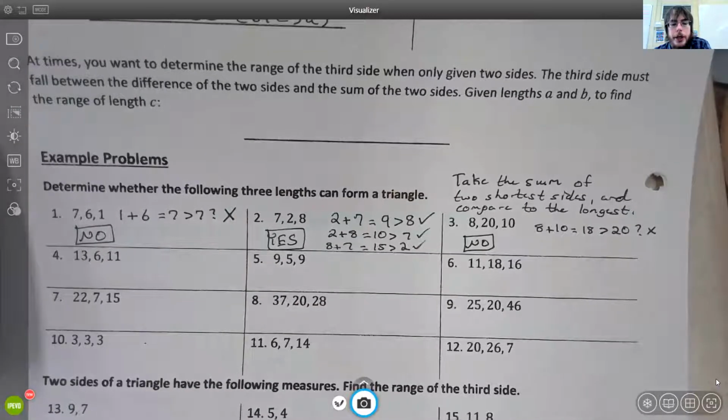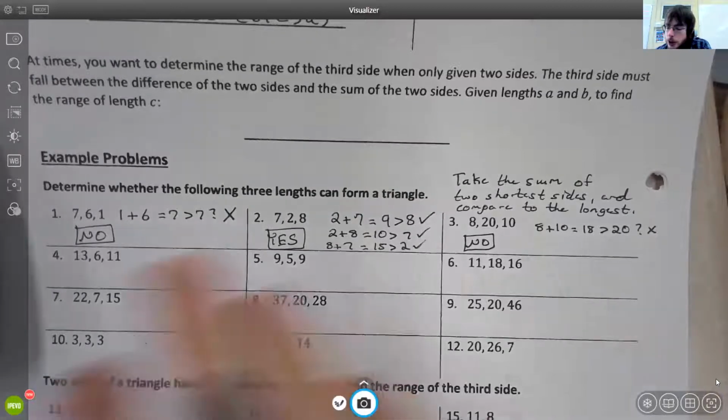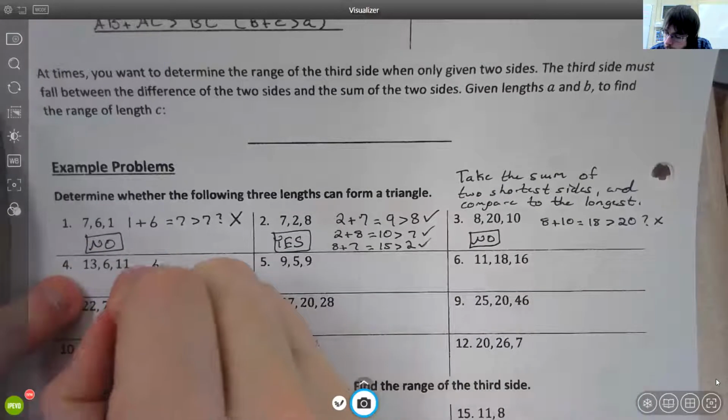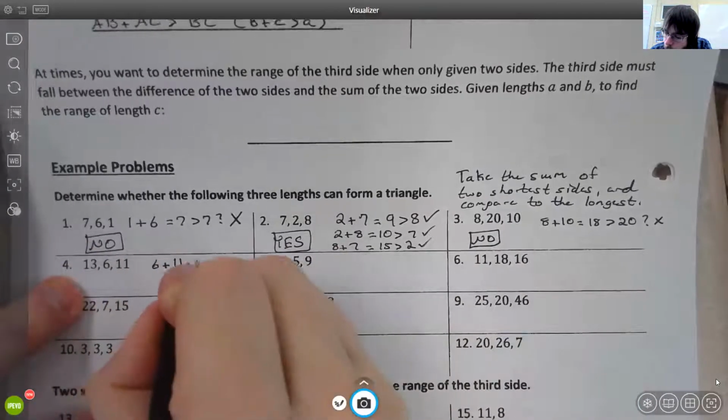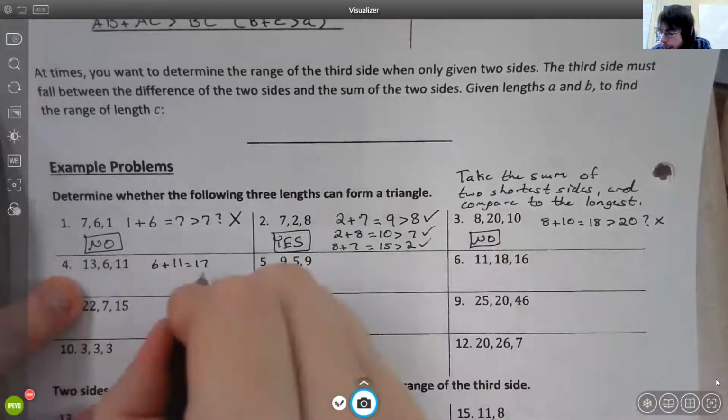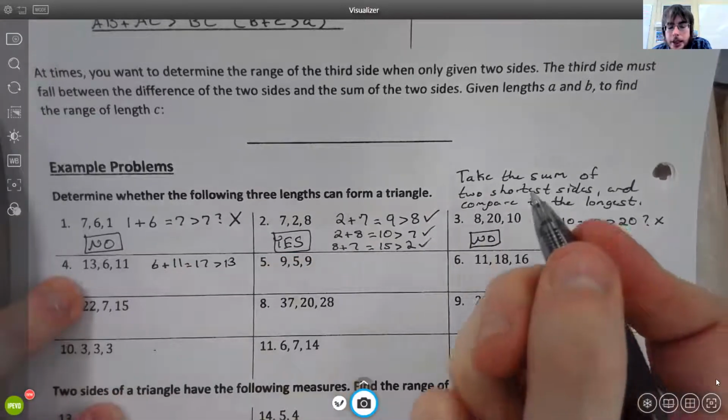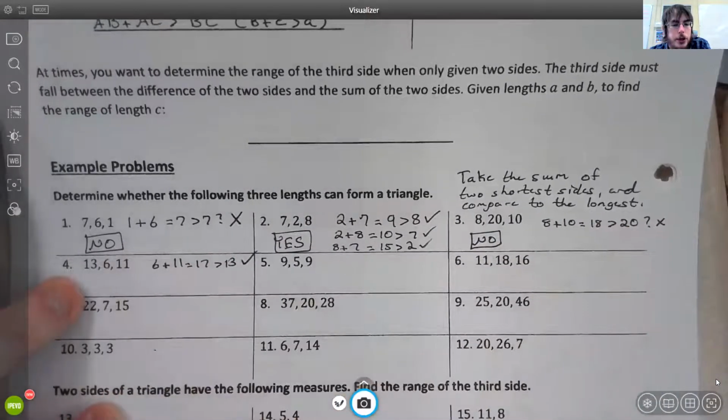We're going to do 3 more together, and then I'm going to cut you loose on these 7 through 12. Number 4, 13, 6, and 11. We take our 2 smallest sides, our 2 shortest sides. 6 plus 11 gives us 17. And is that greater than 13? Yes. So that one's good.